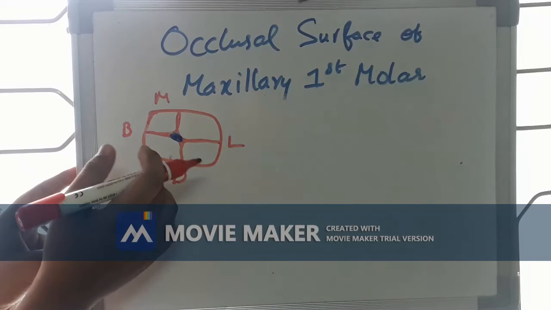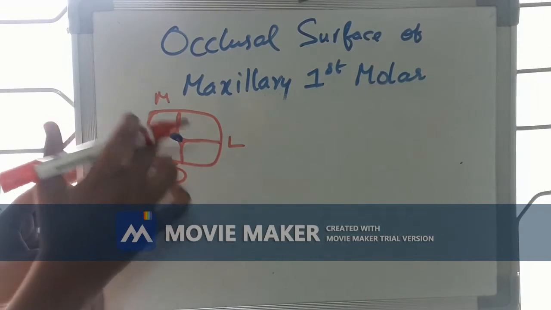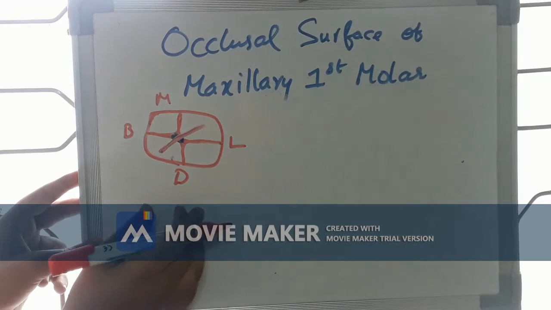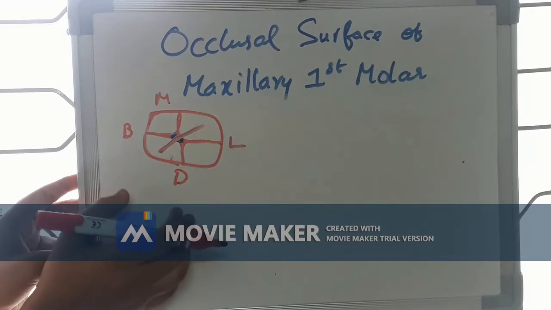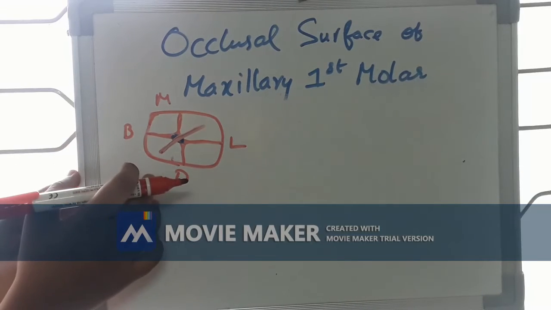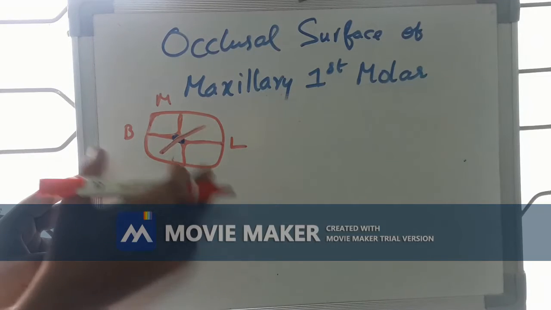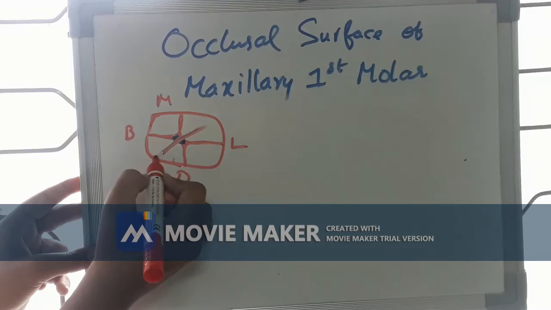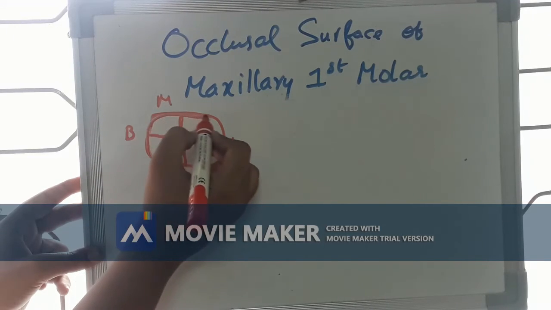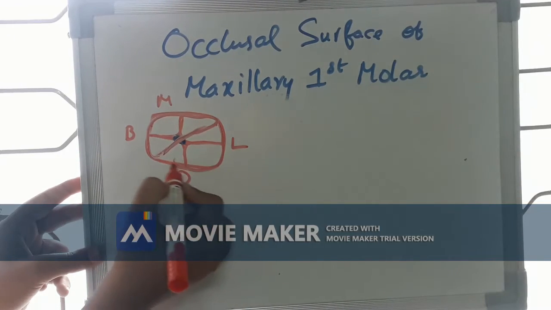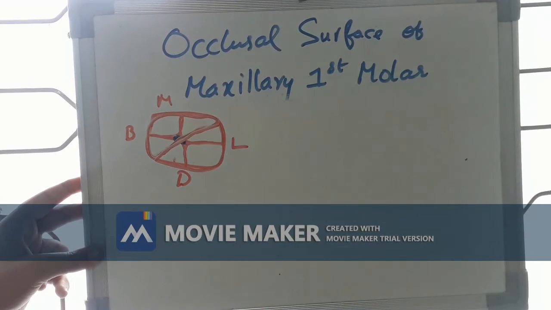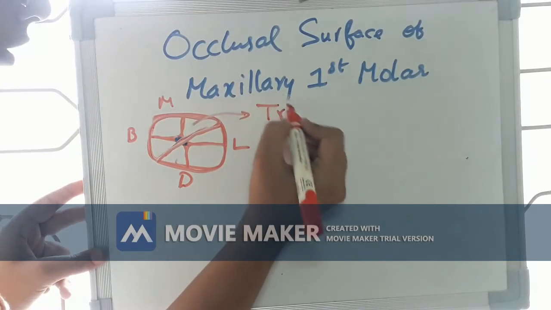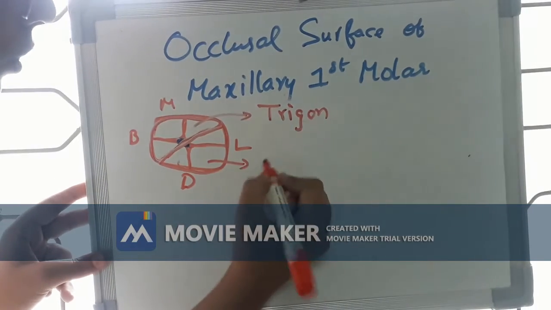We see the mesiolingual and the distobuccal cusps are joined together by an oblique ridge. Assume this is an oblique ridge for the time being. So this is the oblique ridge joining them. Thereby, this oblique ridge divides the entire occlusal surface into two triangular areas, the larger being the mesial triangular area and the smaller being the distal triangular area. The larger one is called the trigon and the smaller one is known as the talon.